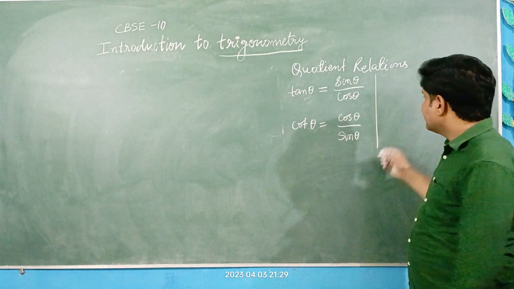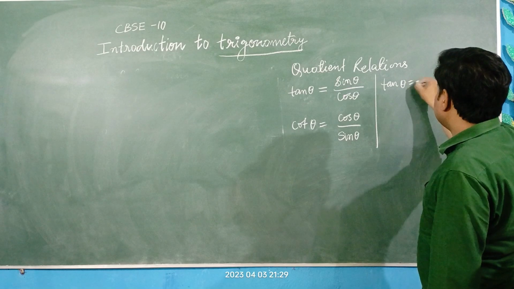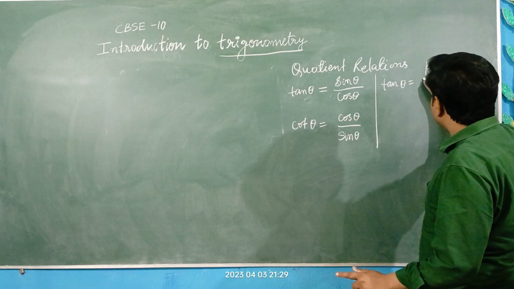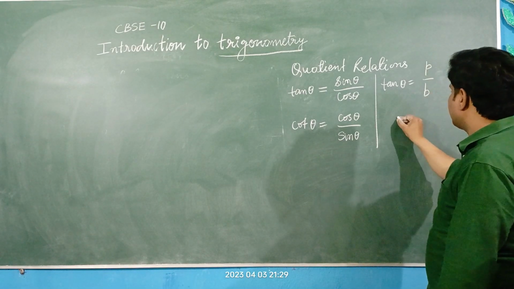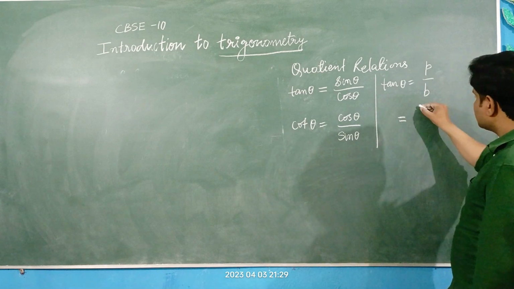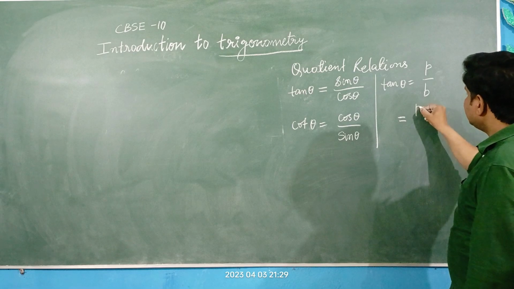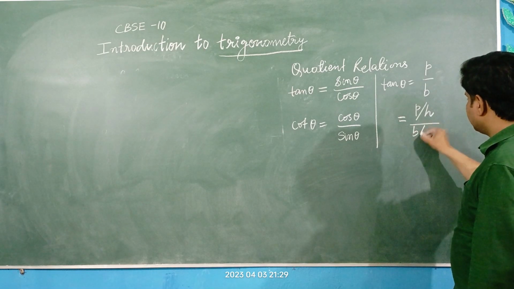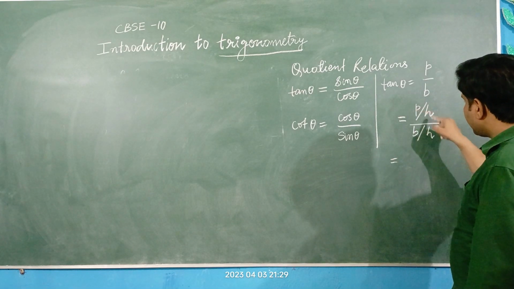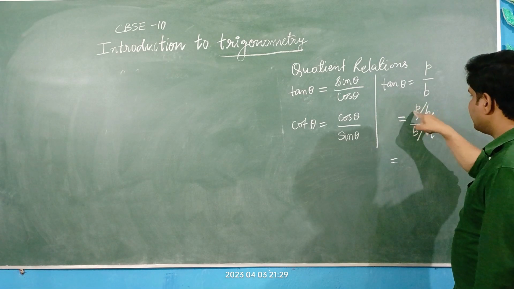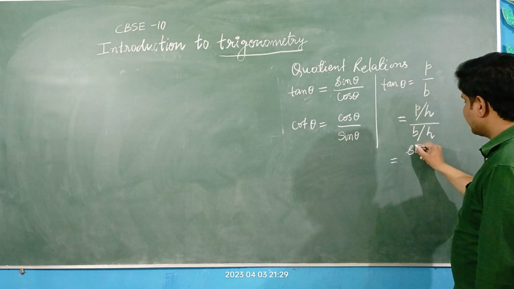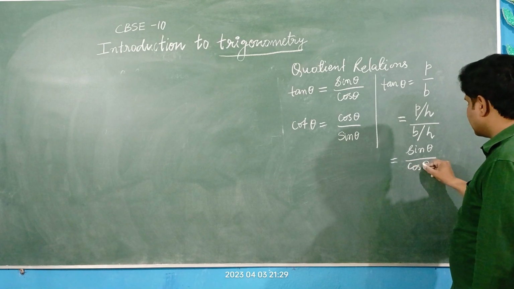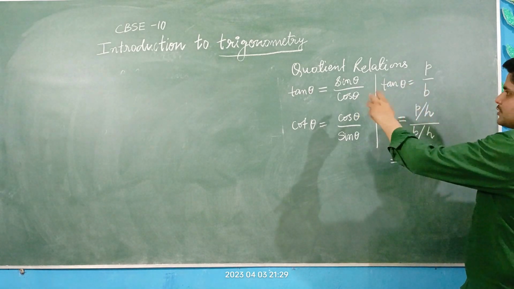Just for fun, we can write tan theta in terms of the side ratio. We can write tan theta as P upon B. Let's divide the numerator and denominator by hypotenuse. So I divide P by H and we also divide B by H. Now what do we get? P by H, that is sine, so we can write this relation as sine theta, and B by H we can write as cos theta. And this is how we get the quotient relation of tan and cot.